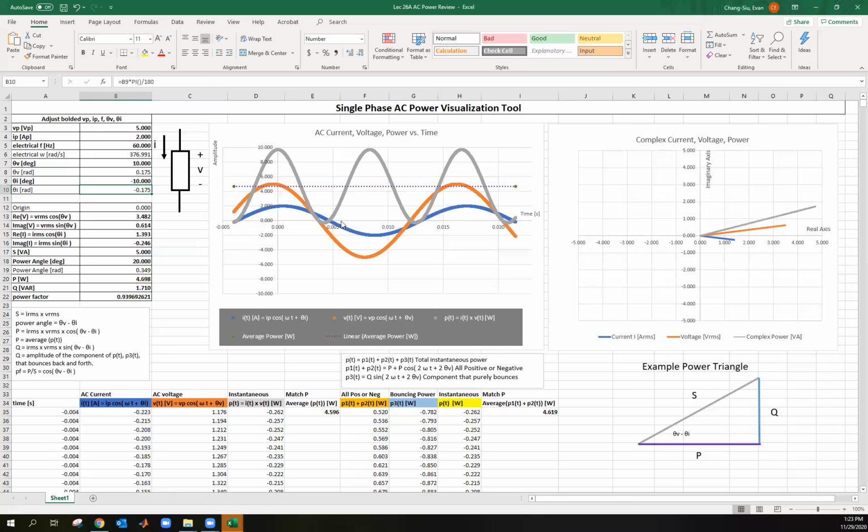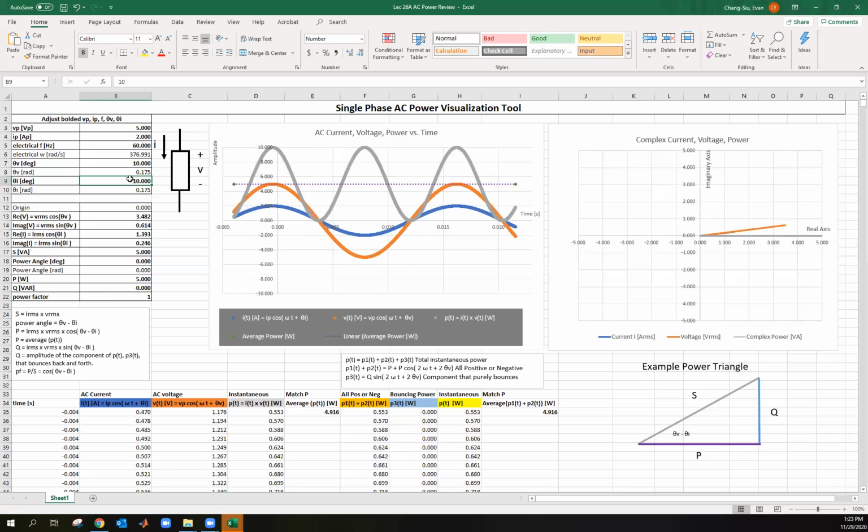Okay, and notice as the current becomes more in phase with the voltage, the instantaneous power starts shifting up higher and higher and higher. If I make it exactly the same, so let's say they're both oscillating at 10 degrees, right? That means that the phase difference is 0, or the power angle is 0. And look at the instantaneous power. It is all positive, right? This would be like this element is behaving like a resistor.